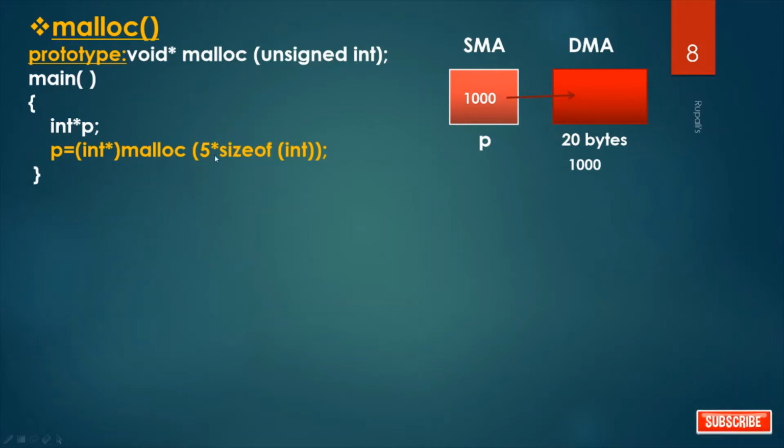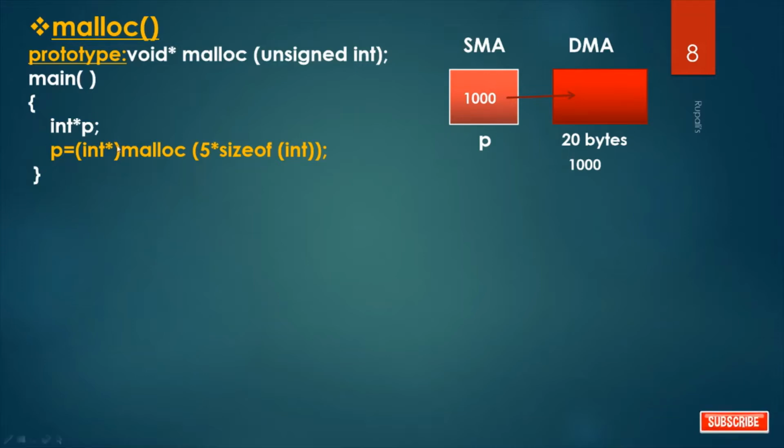So malloc 20 means malloc allocates 20 bytes from memory at the time of run, and it returns that 20 bytes memory chunk's initial address, 1000, to p. So, I repeat, malloc allocates the required memory at the time of run, and returns the initial address of the allocated memory to the variable p.